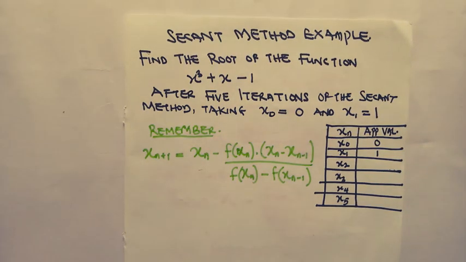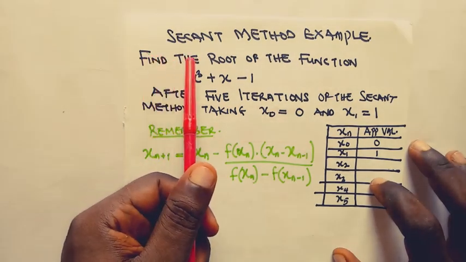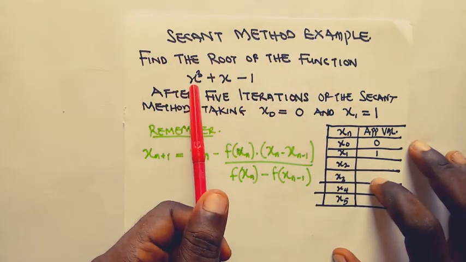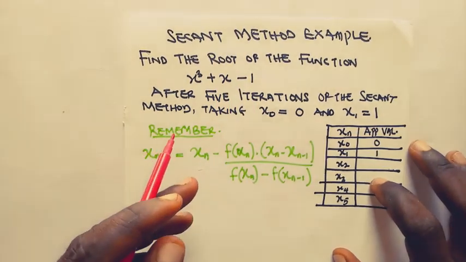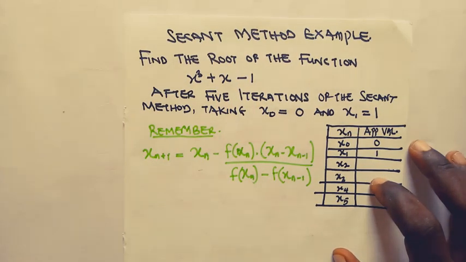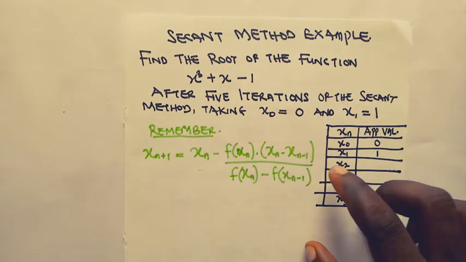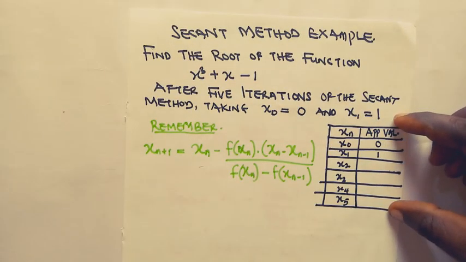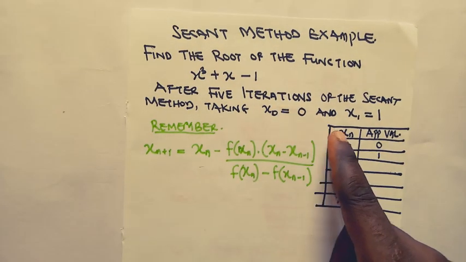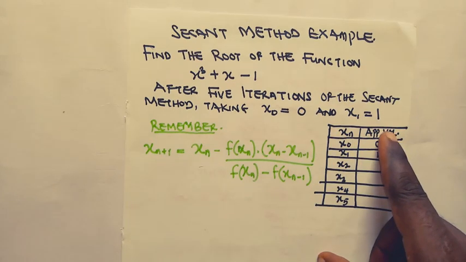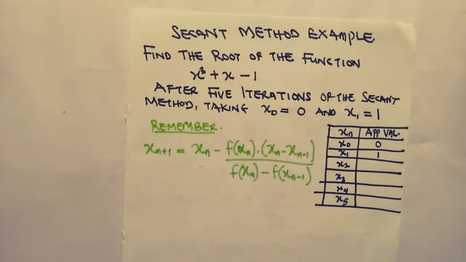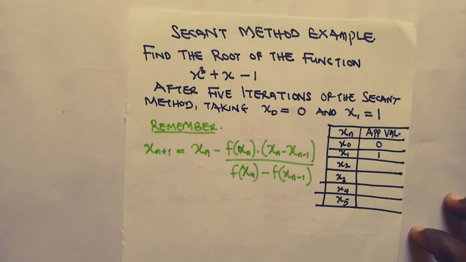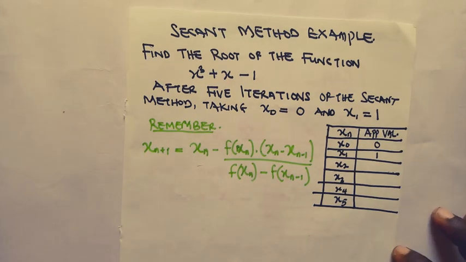All right, now we have a question as an example, which says, find the root of the function x cubed plus x minus 1 after 5 iterations of the secant method, taking x_0 to be equal to 0 and x_1 to be equal to 1. Now I have this little table here for x_n and the corresponding approximate value of x_n after every iteration, which I'm going to fill up in order to help me monitor the values of my x.